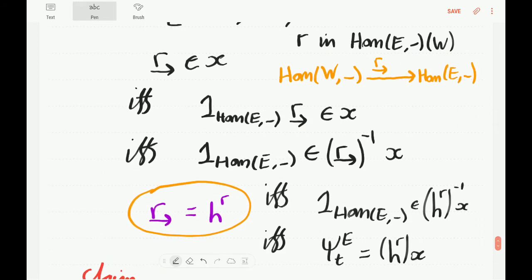Except I made a little mistake here. This is supposed to be a W. Now it all makes sense.